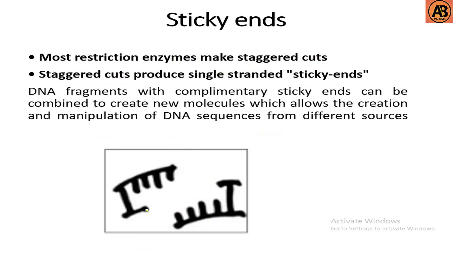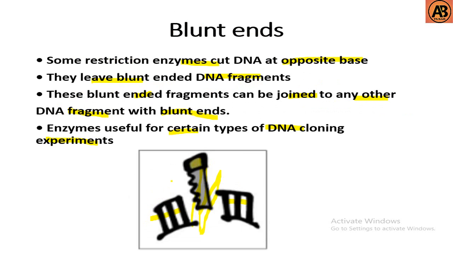Then sticky end cuts. Most restriction enzymes make staggered cuts. Staggered cuts produce single-stranded sticky ends. DNA fragments with complementary sticky ends can be combined to create new molecules, which allows the creation and manipulation of DNA sequences from different sources. This is sticky end cuts, and that is blunt end cuts.